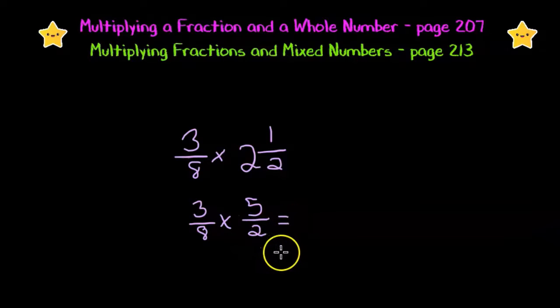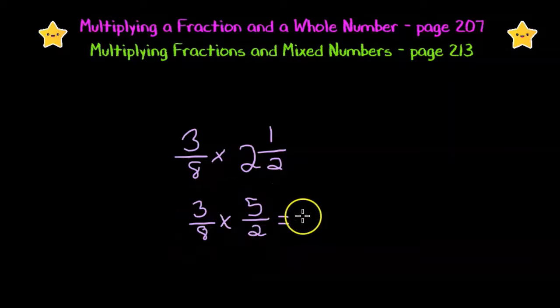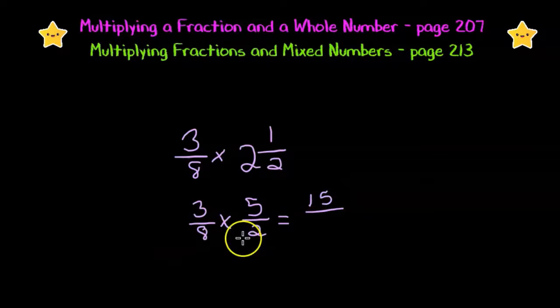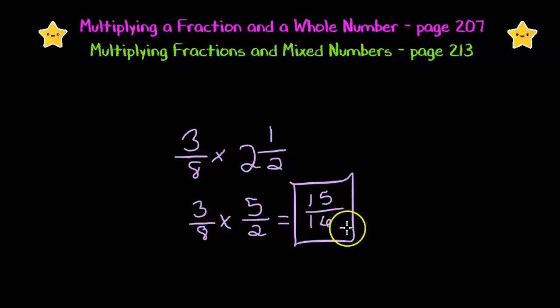All right, so let's take a look. Do you see anything I can cancel? No, no common factors here. No common factors here. So just going to multiply. 3 times 5 is 15. Then 8 times 2 is 16. All right. So then that would be the answer for 1D.